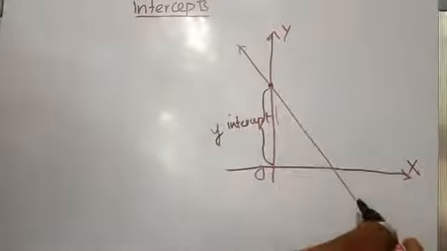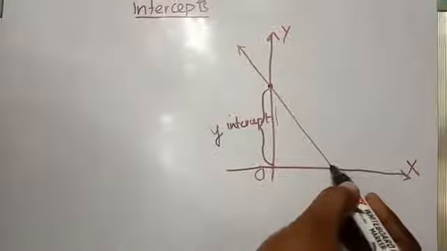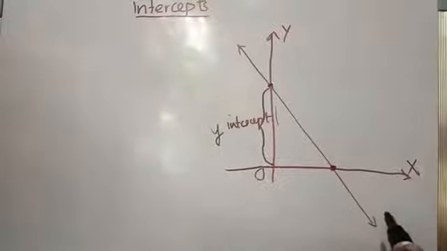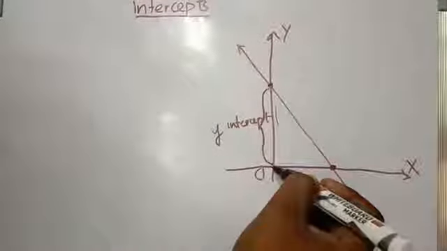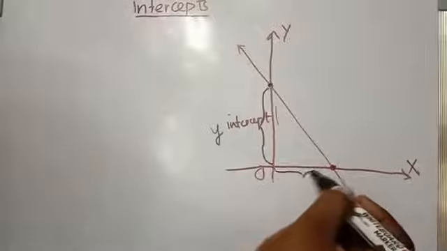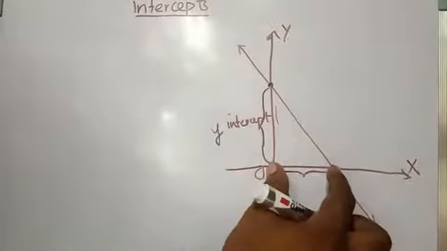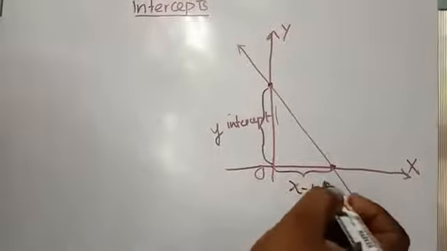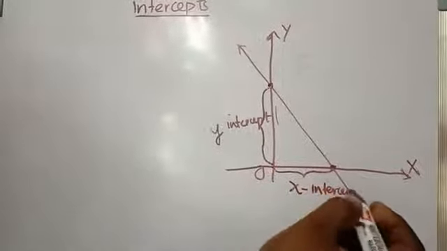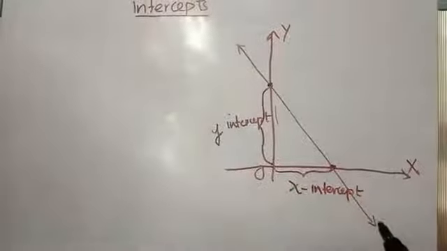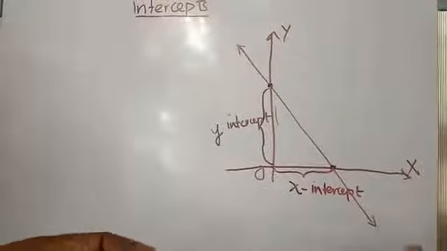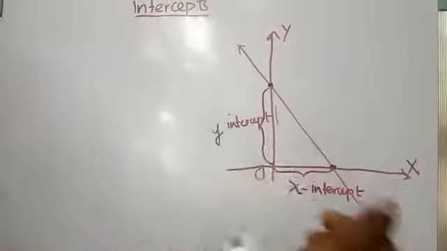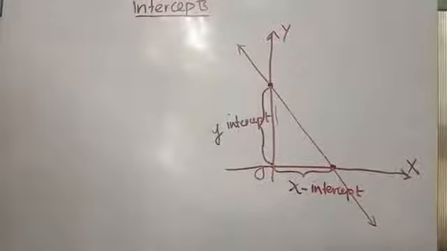Similarly, the straight line meets x-axis at a point, so that distance from origin to that point on x-axis is called as X intercept. In every equation of straight line we can find out the x-intercept and y-intercept easily. Let's see how to find out that. This is a very simple topic.